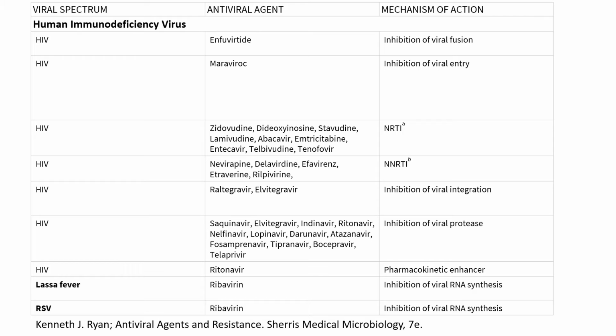For HIV, we have enfuvirtide, inhibition of viral fusion. We have the receptor antagonist maraviroc, inhibition of viral entry. We have zidovudine, stavudine, lamivudine. They are nucleotide reverse transcriptase inhibitors. We have nevirapine and efavirenz, and other drugs, non-nucleotide reverse transcriptase inhibitors. And we have raltegravir, inhibition of viral integration.